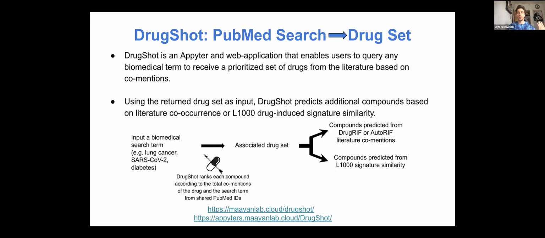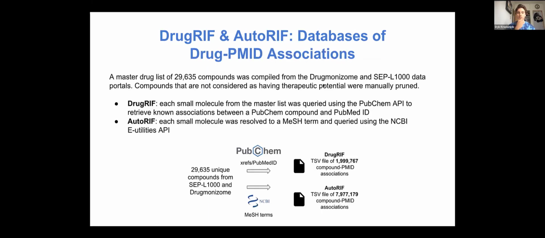And so then using the top drugs from this, what we'll term the associated list of small molecules, Drugshot further predicts additional compounds based on literature co-occurrence and signature similarity from drug-drug similarity matrices, which I'll discuss more broadly in a subsequent slide. And so RIF and AutoRIF are the underlying database of drug to PubMed ID associations for Drugshot.